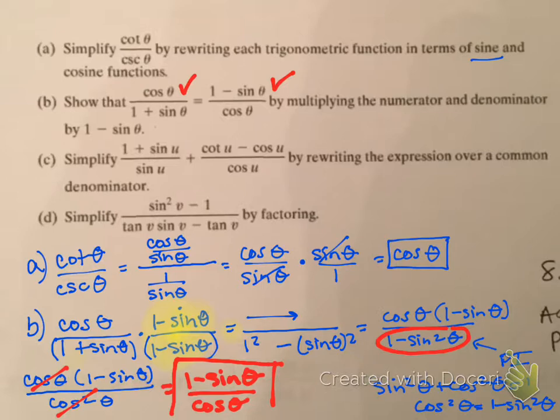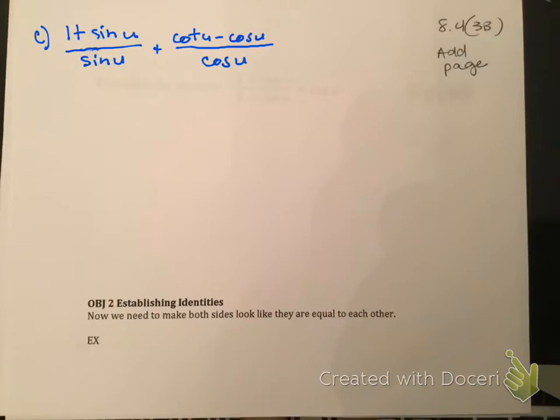Alright, let's go ahead and do C and D. And I'm going to do that on the next page so I have some room. Okay, part C asks me to simplify 1 plus sine u over sine u plus cotangent u minus cosine u over cosine u by rewriting the expression over a common denominator. Okay, so what's the common denominator? I have sine u times cosine u.